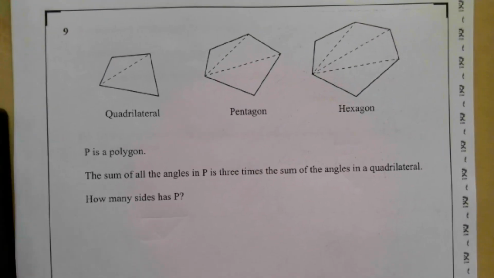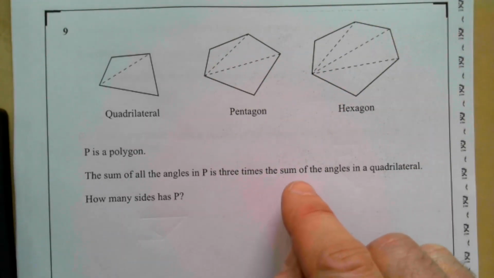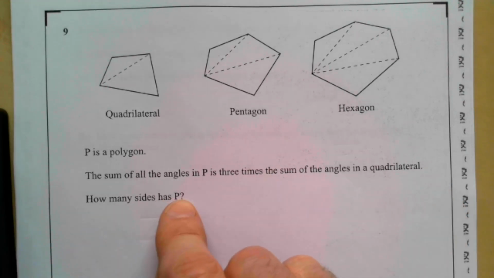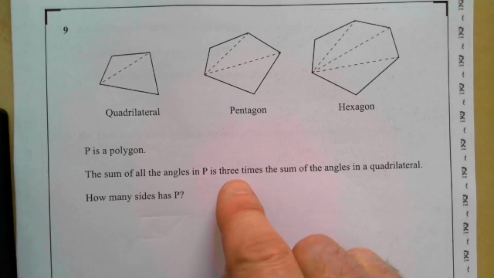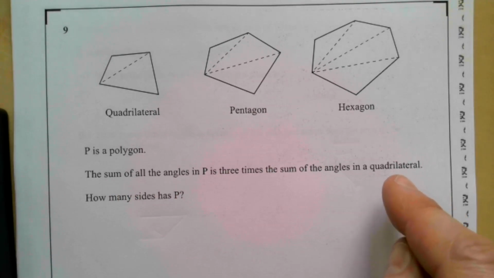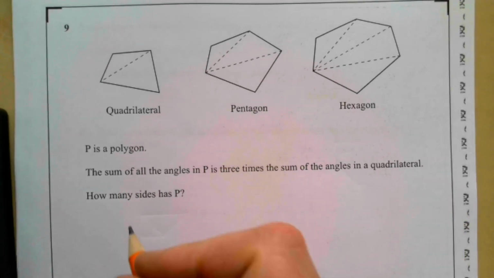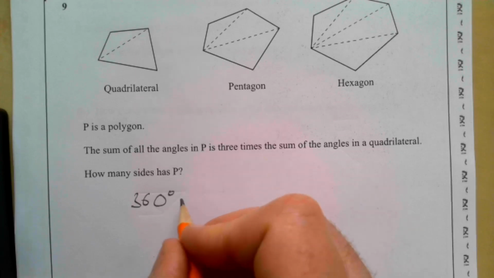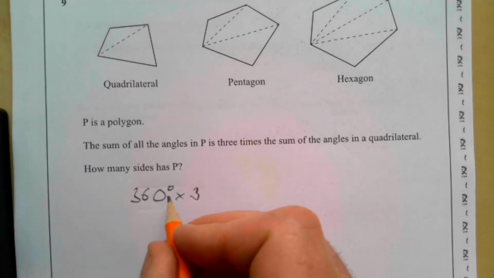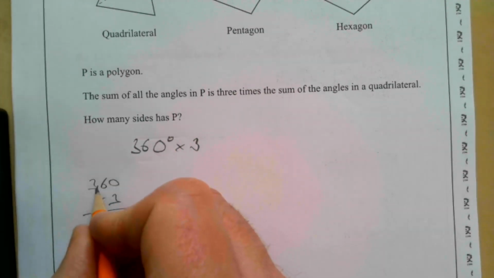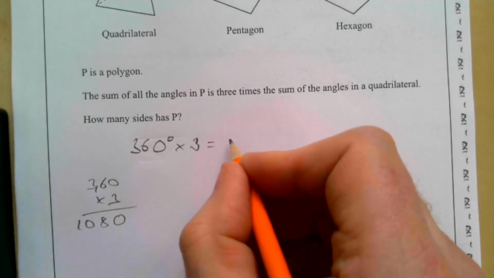On to question 9. P is a polygon. The sum of all the angles in P is 3 times the sum of the angles in a quadrilateral. How many sides is P? In a quadrilateral we have 360 degrees, so 3 times 360. You can do it whatever way you want. Just do a wee multiplication if you're not sure what that gives you. 360 times 3 is going to be 1080.